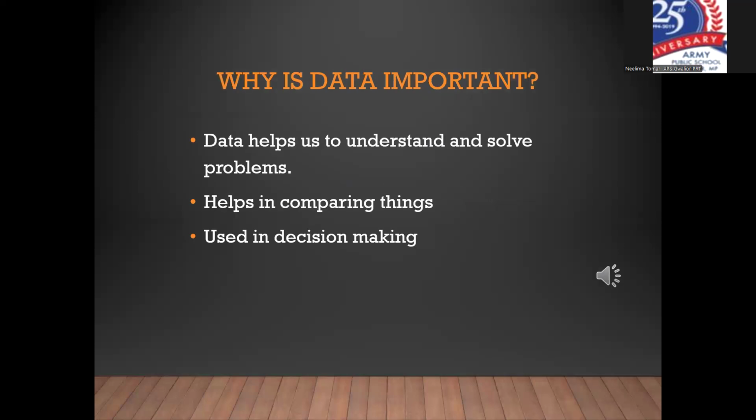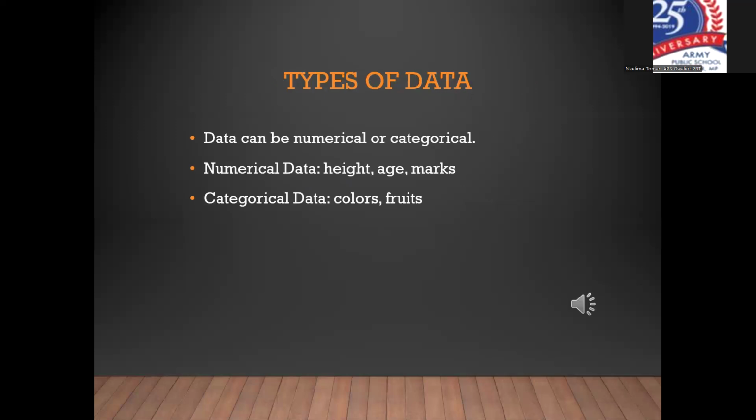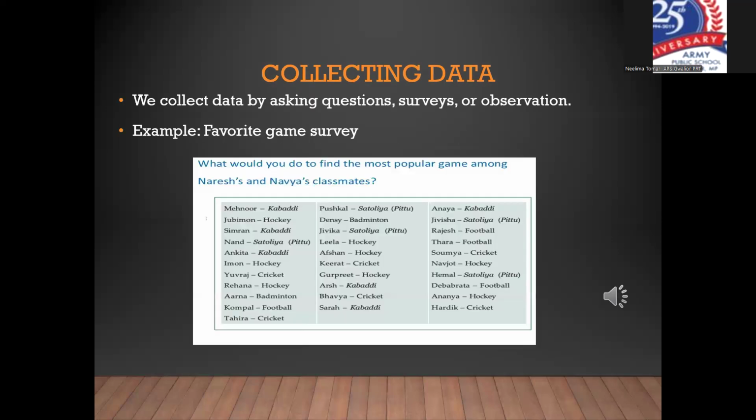Why is data important? Data helps us to understand and solve problems. It helps in comparing things. It is also used in decision making. Types of data. Data can be numerical or categorical. Numerical data can be used to describe height, age, marks, whereas categorical data can be used to describe colors, fruits, etc. Collecting data. We collect data by asking questions, surveys, or observation.